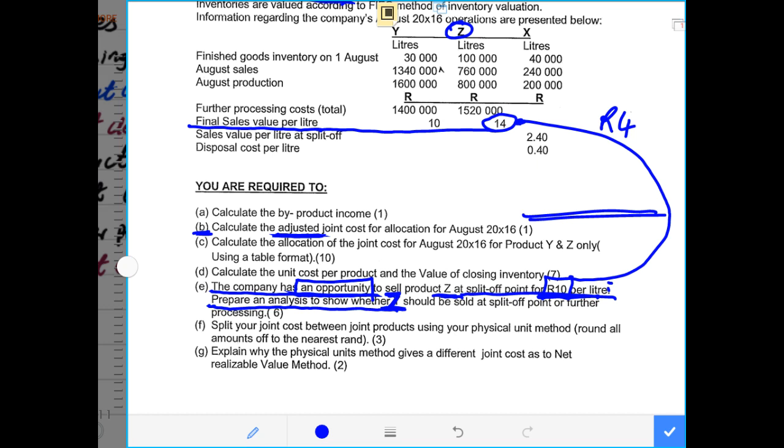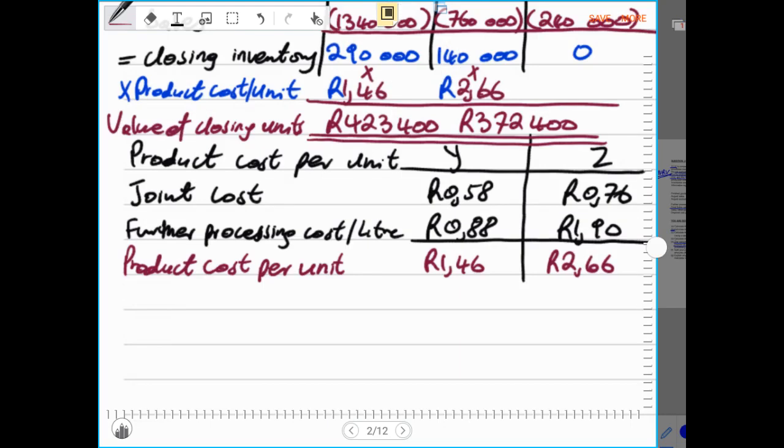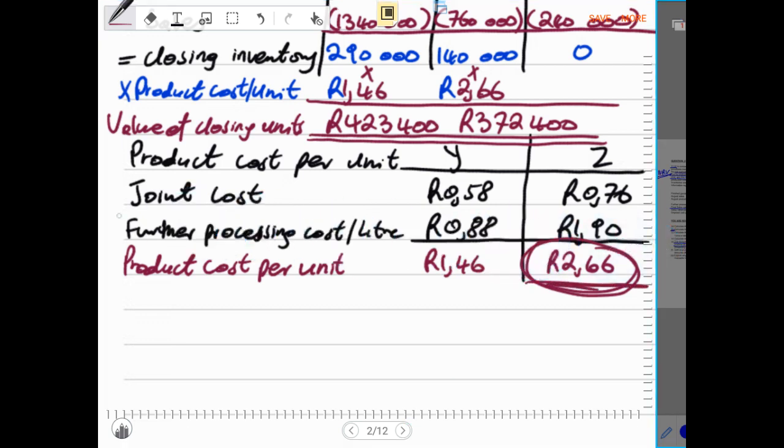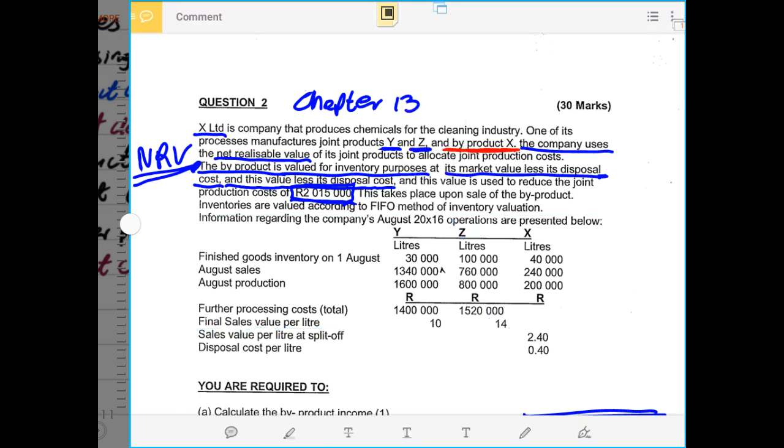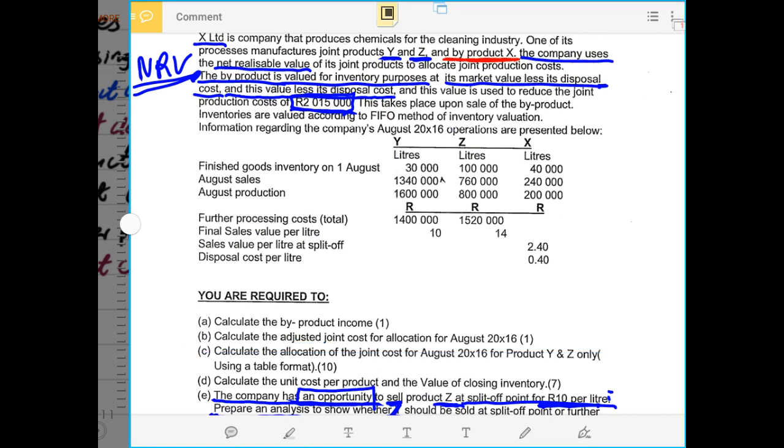However, we also had further processing cost of product Z. We did calculate our further processing cost per unit, and it amounted to 2 rand 66 cents. So now we have to determine, taking into account the further processing cost of product Z and also the increase in profit, if this product is sold after further processing it, will the company still make a profit, yes or no? If the company will still make a profit, therefore this product must be further processed.